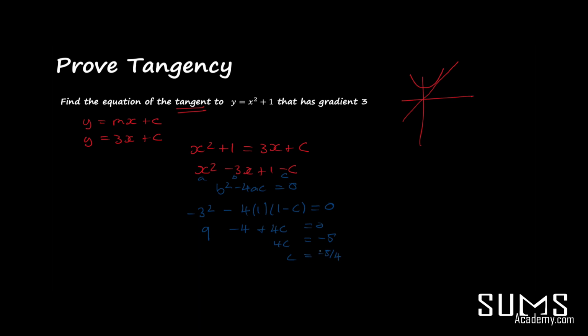Now we have an answer for c. All we need to do is substitute this back in. So y is equal to 3x minus 5 over 4. That's the final answer. It's just an example of how you can use tangency, and knowing something's a tangent or proving something's a tangent, to help solve a problem. But there'll be more examples in class and stuff like that.